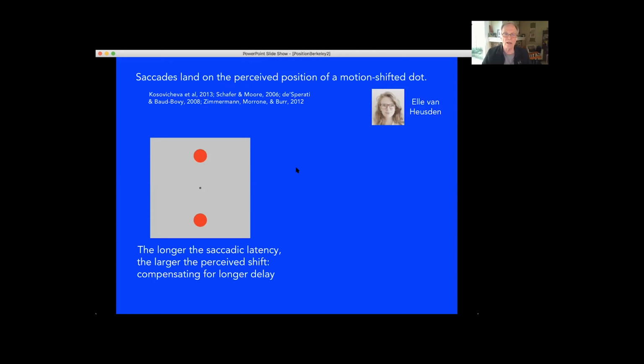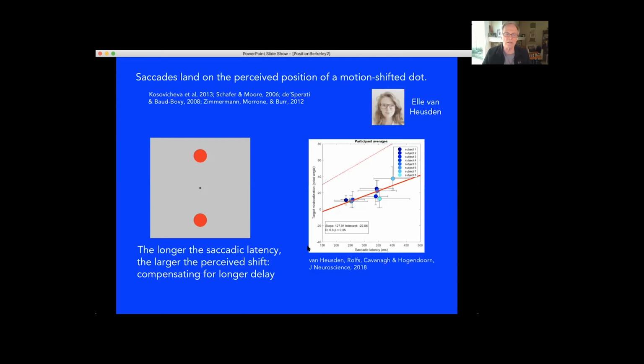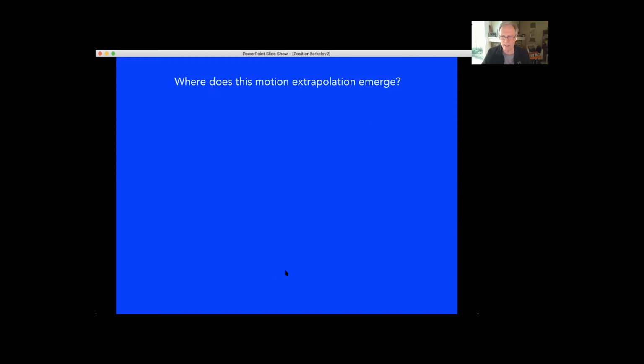Here, our question is, for people who have longer saccade latencies, do they also have larger perceptual shifts? And that's what Ellen found. That's this curve here across the 8 subjects. So yes, there is some evidence for a link between saccade planning and the perceptual extrapolation, perceptual shift. So where does this happen?